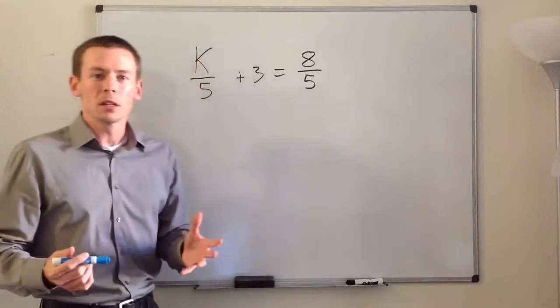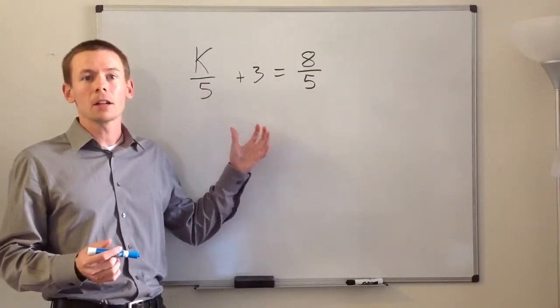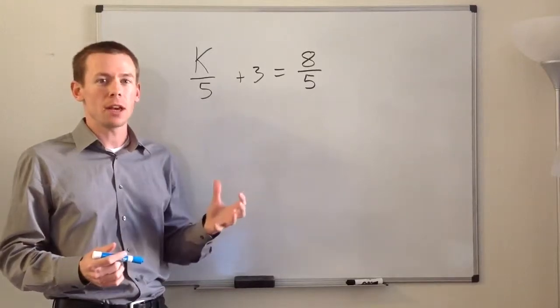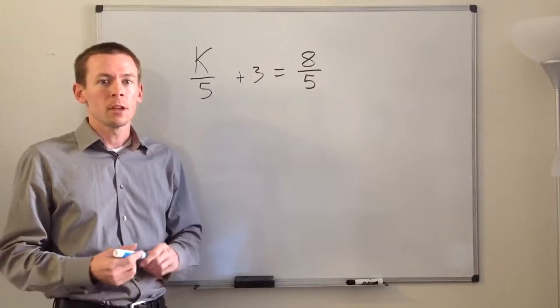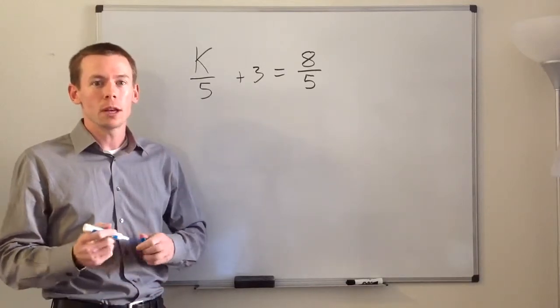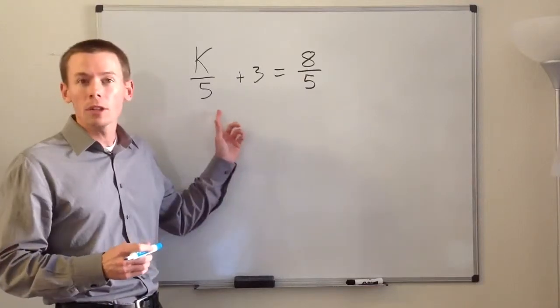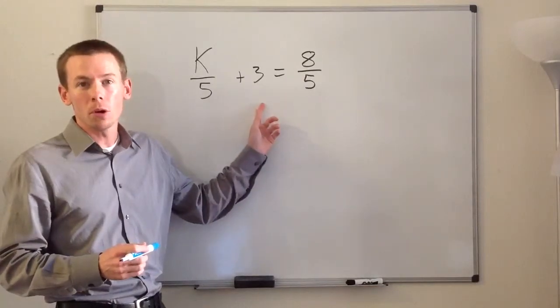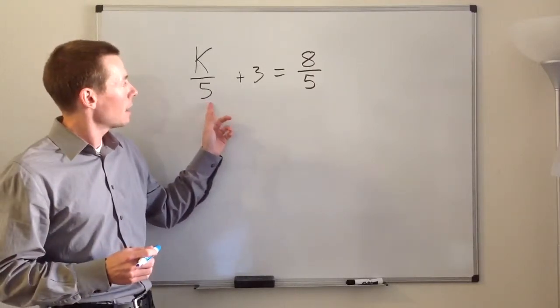In this video, we're going to look at solving equations with fractions by clearing the fractions to create whole numbers to make things easier to solve. So the first step you want to do in this type of problem is find the lowest common multiple of all the denominators. So here we have a 5.